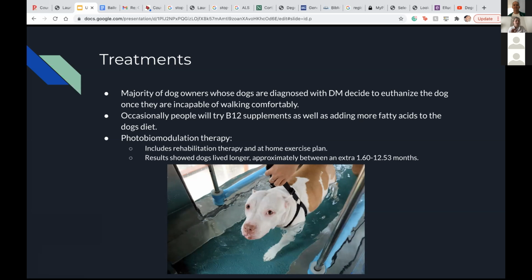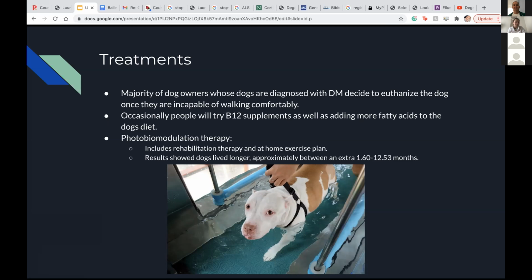Some vets will occasionally recommend trying B12 supplements. This helps maintain neuronal function. It's not proven that it works, but it's theorized that it can help slow down the process. They'll also recommend adding more fatty acids to the dog's diet. Fatty acids help reduce the inflammation in the spinal cord.